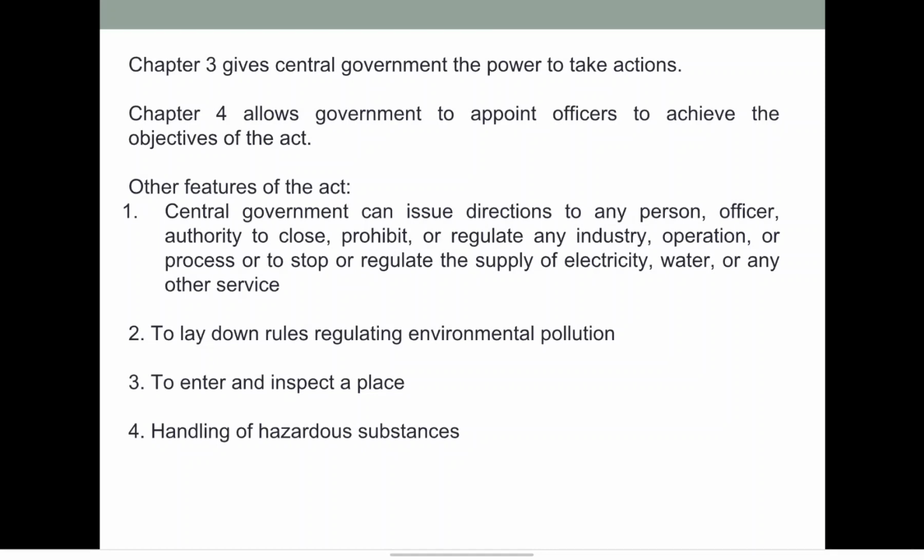Other features are that the central government can issue directions regarding the operation of any industry. It can also regulate the supply of any facility to this industry, and lay down rules regulating environmental pollution. It can enter and inspect a place, inspect any equipment, or conduct a search in a building where the offence was committed. It can also inspect records and registers, and it also deals with the handling of hazardous substances.